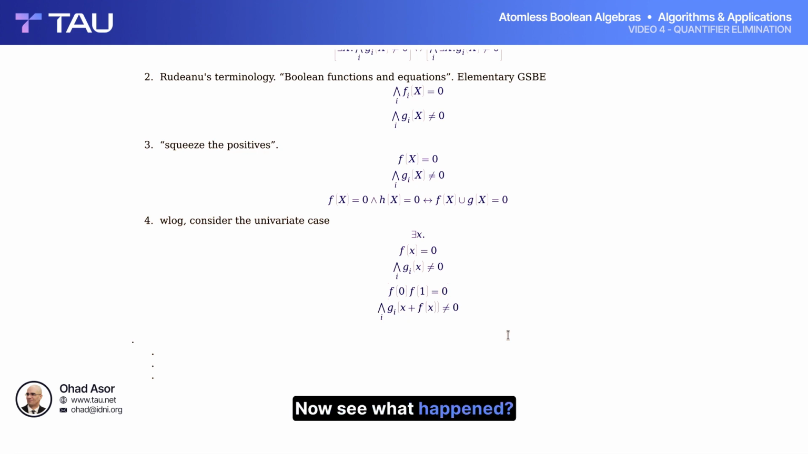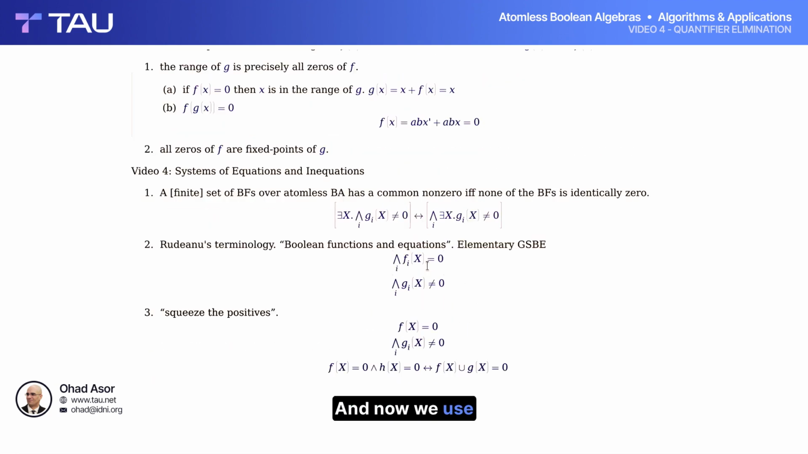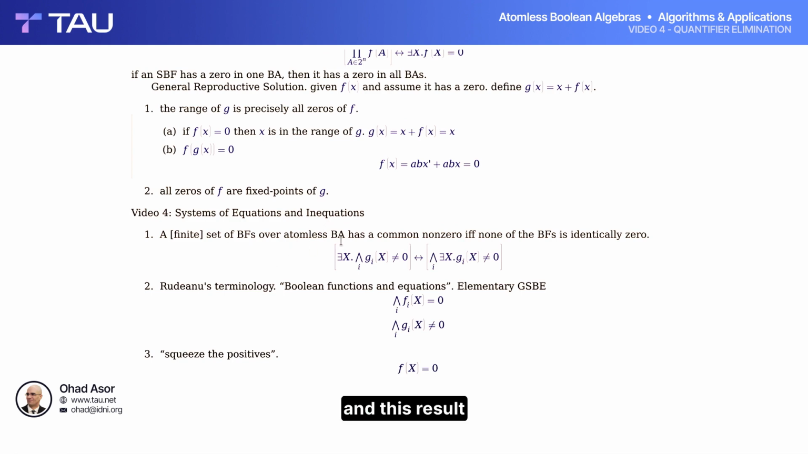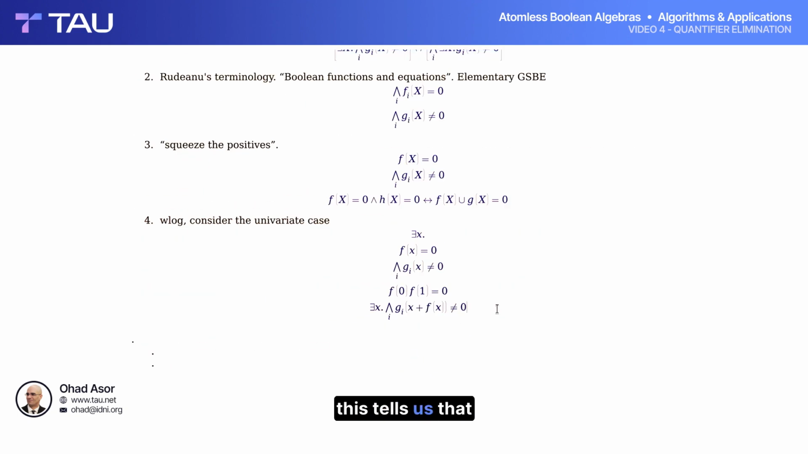Now, see what happened. This exist x is now pushed here. It no longer appears here. And now we use this result. This tells us that we can push this quantifier inside. And now what does it mean that exist x, that this is not 0? That the function is not identically 0? Well, it means that the union substituting 0 for x and 1 for x is not 0. So I can write it like this.